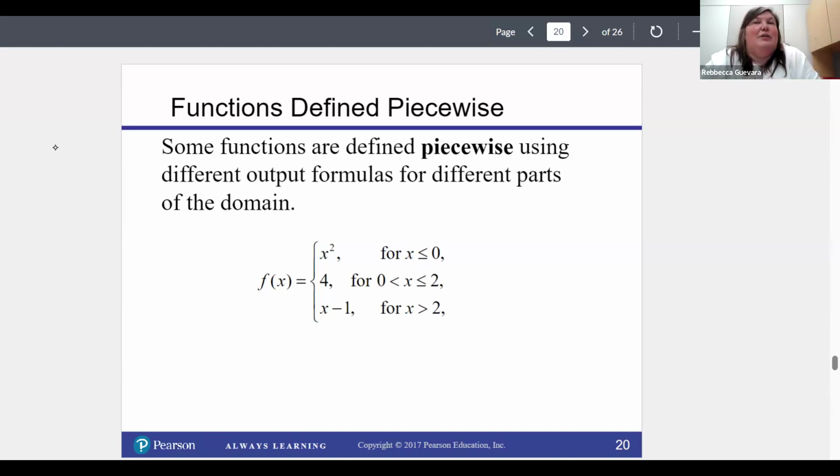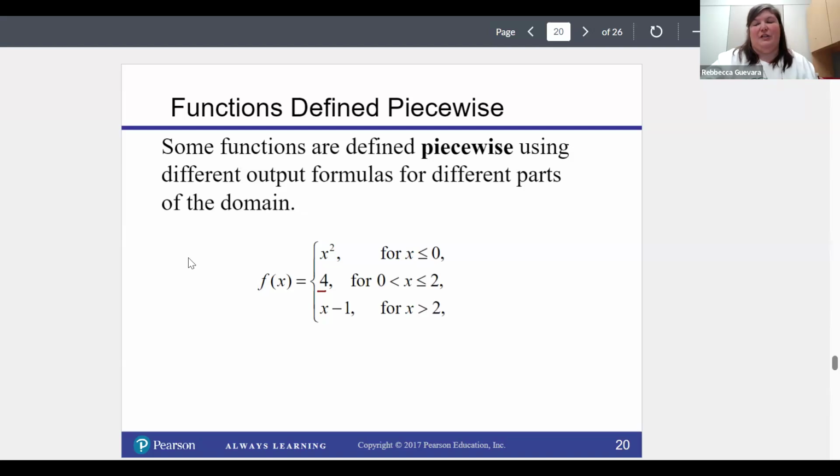f of x is going to be equal to x squared as long as x is less than or equal to 0. So that's what I mean by it's defined differently on different parts of the domain, because once I'm out of there, if I'm on the domain greater than 0 but less than or equal to 2, then we're just 4. Here, what we're saying is that it is x minus 1, as long as my x values are greater than 2. So on different parts of the domain, we're going to use a different function to define what's going on.